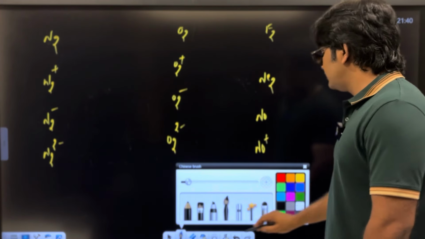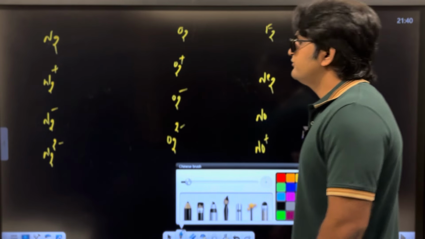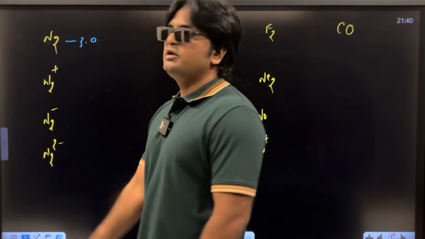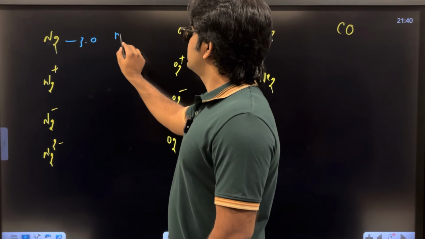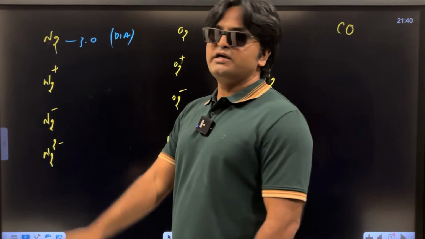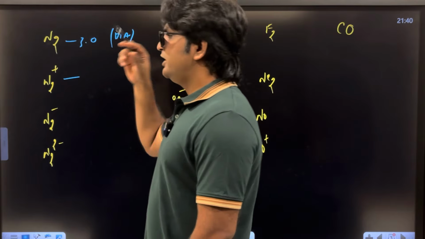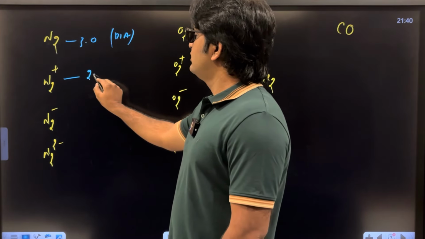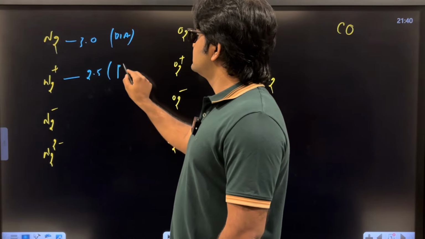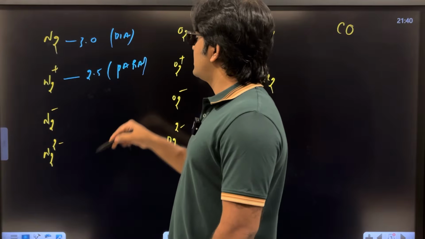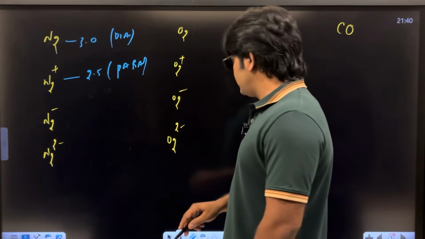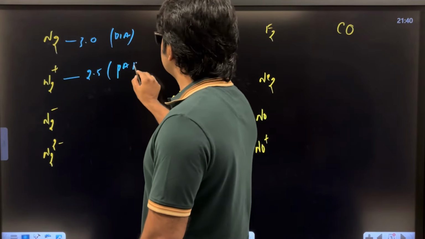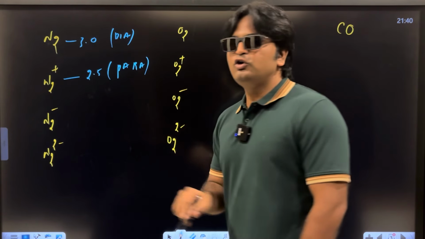Now you start from N2. What is the bond order for N2? Now in case of N2, the number of electrons is 14. 14 electrons means what is the bond order value? 3.0. Diamagnetic species or paramagnetic species? Diamagnetic species. N2 plus. N2 plus means how many electrons? 13 electrons. What is the bond order value? 2.5. 13 electrons means paramagnetic species, odd number of electrons. Okay, right? Paramagnetic species, clear.